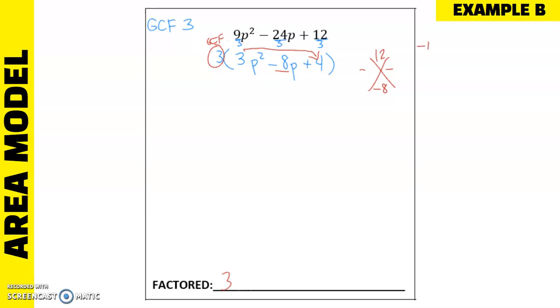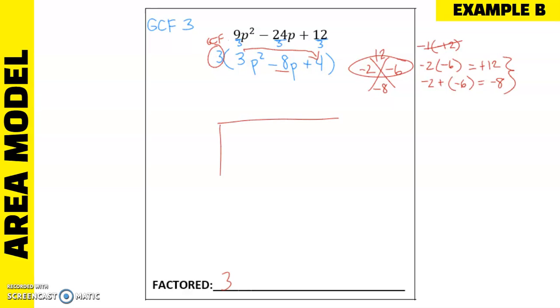If I do negative 1 times negative 12, that's positive 12, but that adds to negative 13. So it can't be that. If I do negative 2 times negative 6, that's positive 12. Negative 2 plus negative 6 is negative 8, right? And this is what I want. Oh, sorry, the product is positive 12. That's what I want in my product sum puzzle. So negative 2 and negative 6 are what I'm going to use.